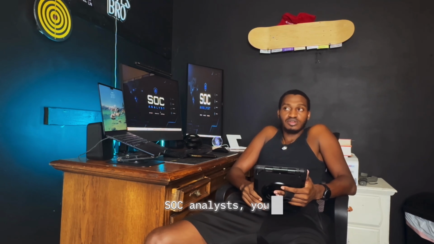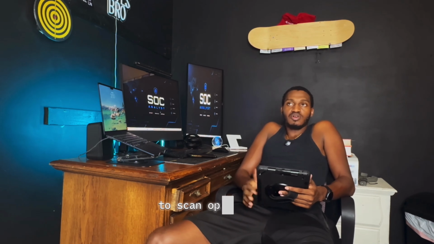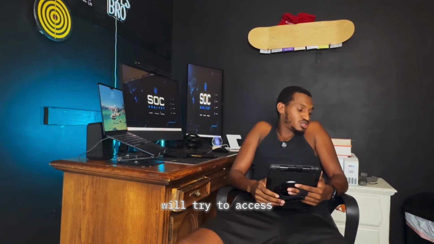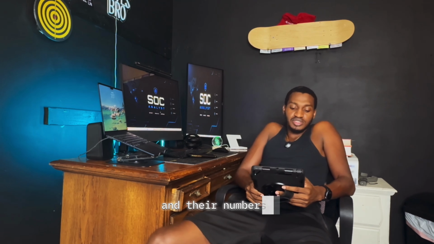Okay, next question. What is port scan? Port scan is used to find open ports on a target system, using Nmap to scan open ports. This is the first initial step, the reconnaissance. Attackers or any SOC analyst will use these tools to scan open ports. If there are ports that are not supposed to be open, then you close those ports, because attackers will try to access your system through those ports. We're going to learn different ports and their numbers.